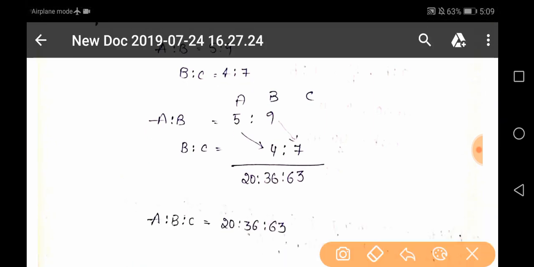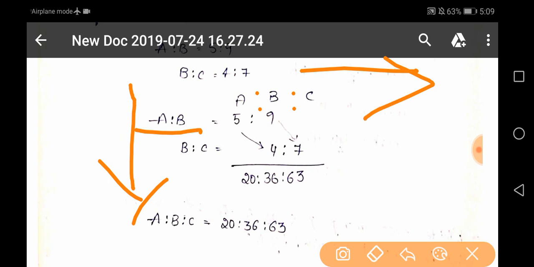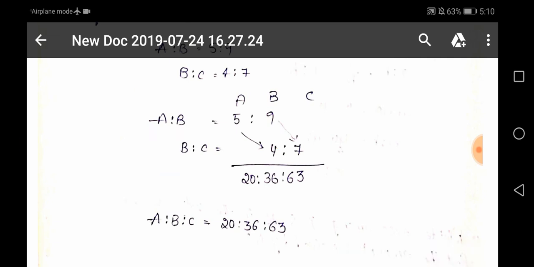First, just write what ratio they need you to find out. So A is to B is to C, right? What they have given you is the given data, and the finding data should be placed here, so that it will be an easy thing. So A is to B is 5 is to 9 and B is to C is 4 is to 7. Because B is repeated in both, we have to do this.